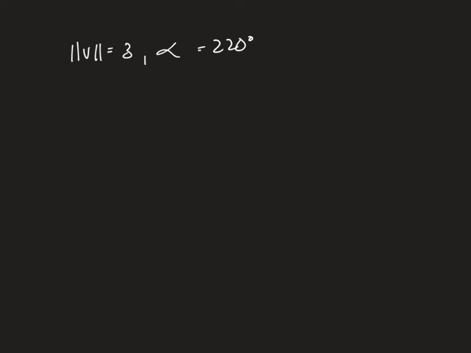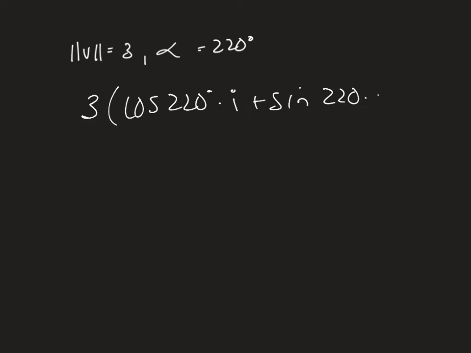Just another one for practice. The reason I threw this one in there is because it's 220 degrees, and 220 degrees is not on your unit circle. So you are literally just going to use your calculator for it. So when you're doing this, you've got the magnitude of 3 times the cosine of 220 degrees times I plus the sine of 220 degrees times j. And so it's going to be 3 times, and cosine of 220 is roughly negative 0.77 times I plus the sine is negative 0.64 times j.